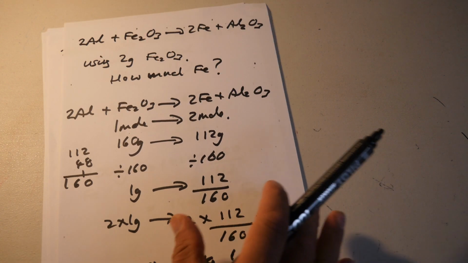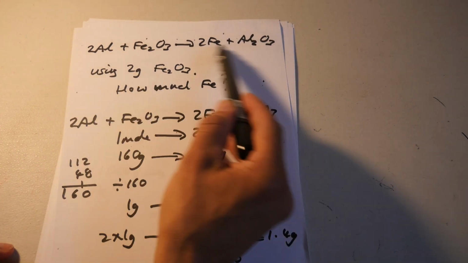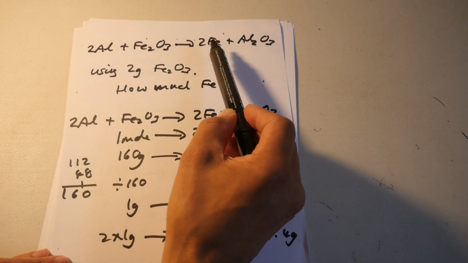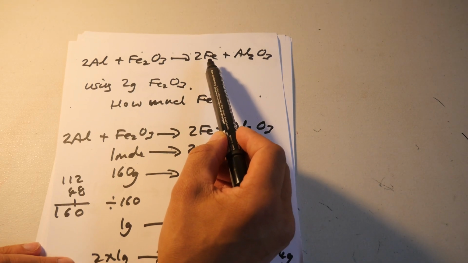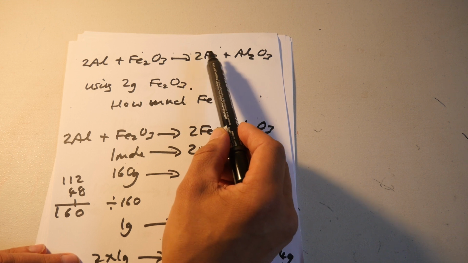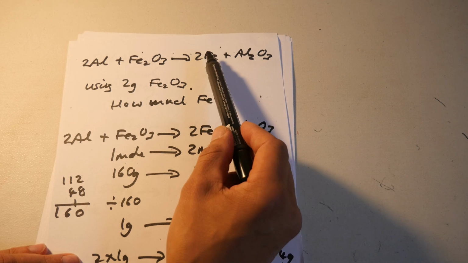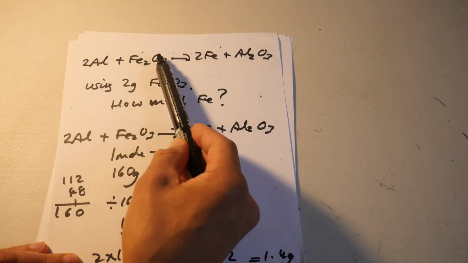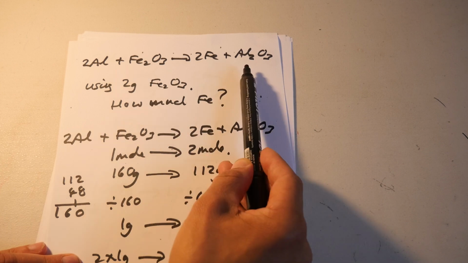This is exceedingly useful, this method, because you can go either way. If you want to make 1,000 tons of this in industry for building bridges and stuff like that, or making planes, you can work out how much of this you need to dig out of the ground, okay? Or you can go that way.